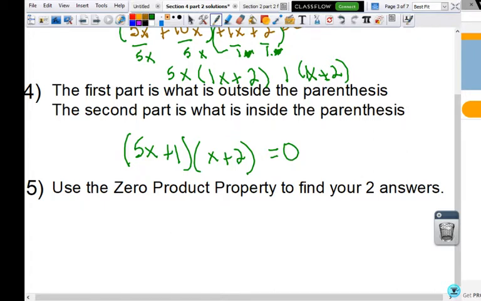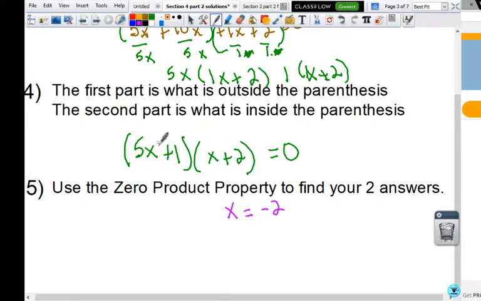Okay, so last time around, we were done. This time around, we've got a little bit more. I have to look at each parenthesis and say, what can I plug in for x to make the whole thing 0? What about this one? What can I plug in for this one? Negative 2. That one's pretty easy, right? X equals negative 2. How about this one?